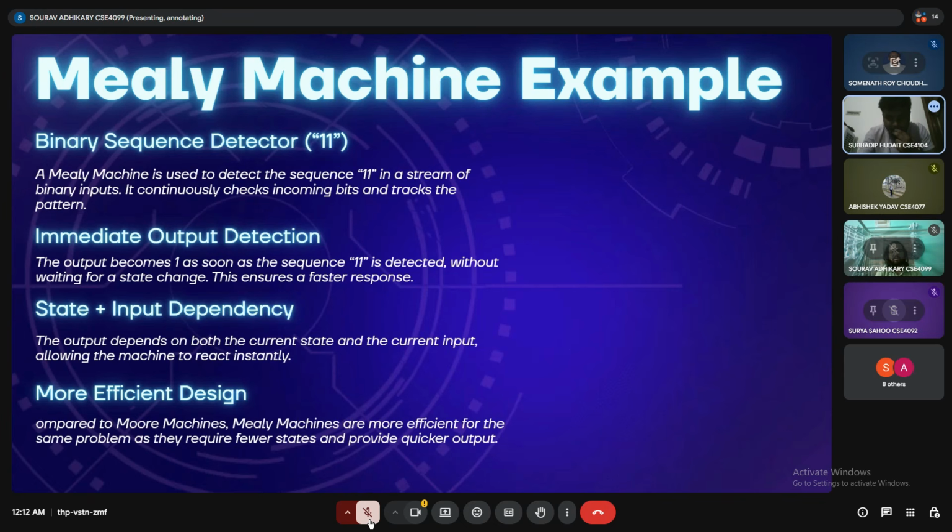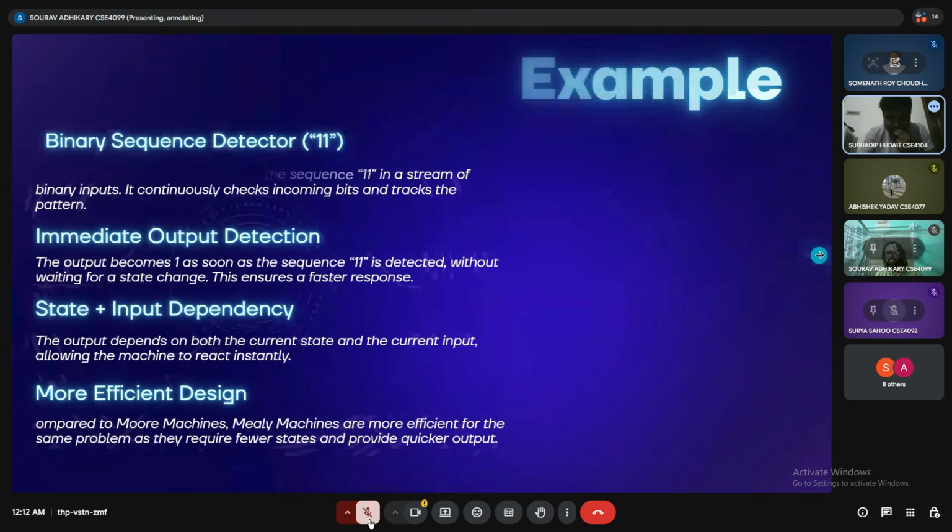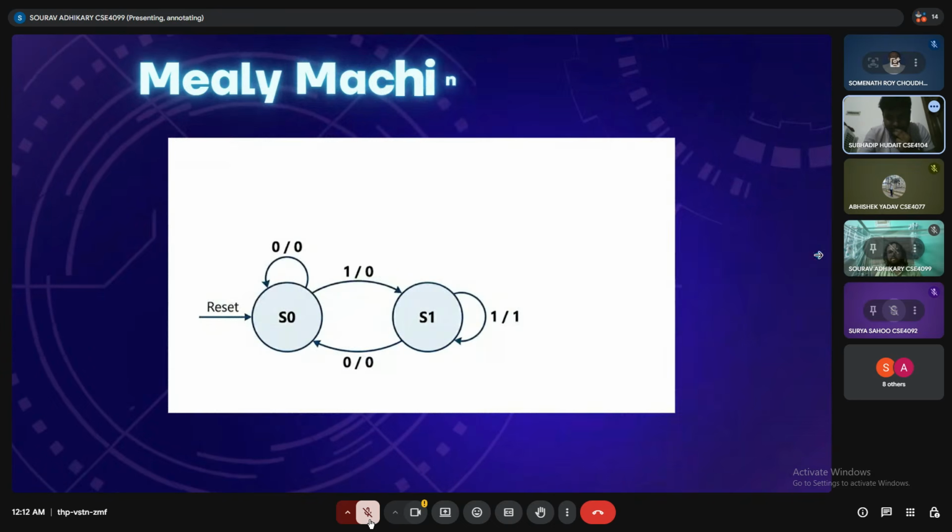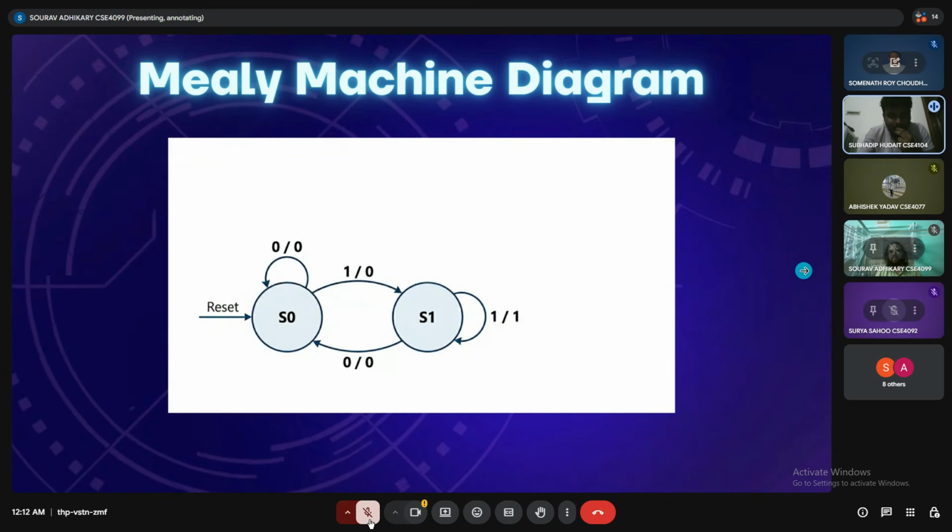Second slide, please. The slide is the Mealy machine diagram. Looking at the state diagram, we see the logic in action. We start from S0. A 0 keeps us here. A 1 moves us to S1, but the output is still 0, shown as 1/0.